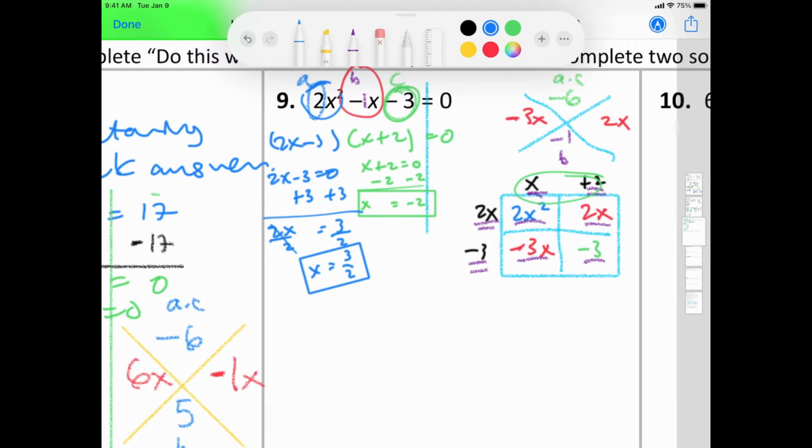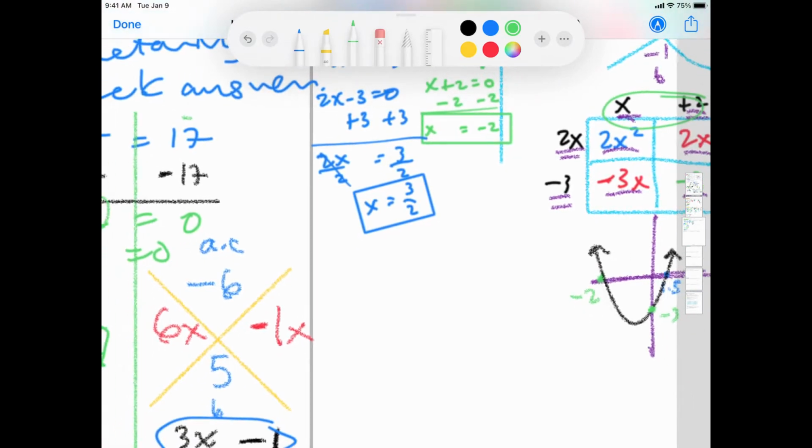And don't forget what we're doing here is x equals 3 halves, or 1.5. Green is negative 2. And basically we're getting a parabola here. And remember that c value being negative 3. That's your y-intercept. Okay, so you didn't need to do that, but I want to make sure conceptually you know what you're doing.